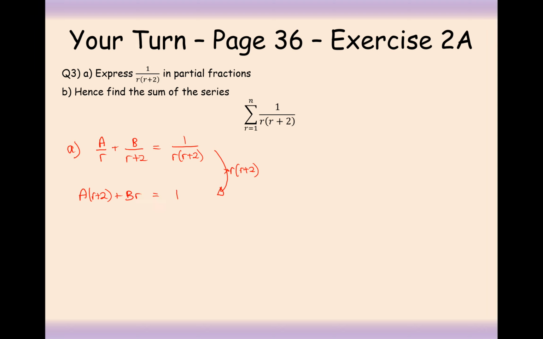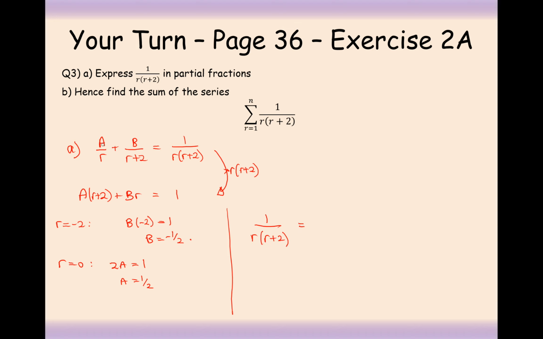And you can do the partial fractions method where you equate the denominators and you'll get exactly the same thing. So now we'll plug in r equals minus 2. So that's going to give us b multiplied by minus 2 equals 1. So therefore b will equal minus a half. And we can also plug in r equals 0, and that will give us 2a equals 1, so therefore a will equal a half.